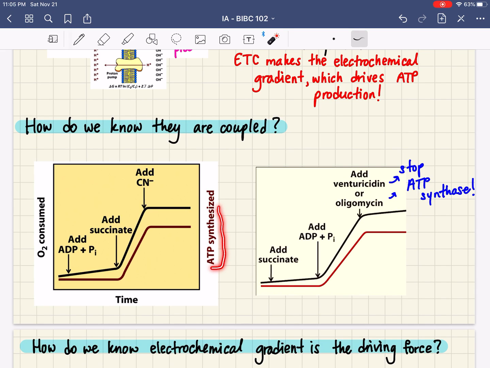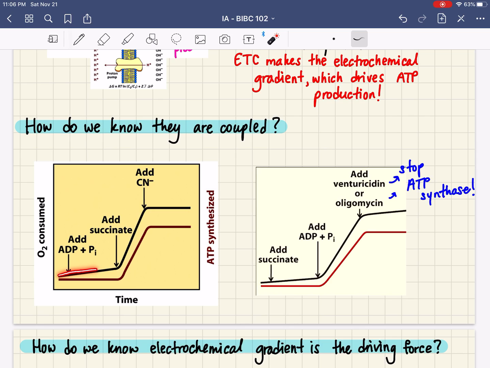And ATP synthesis, how can we measure that? We can synthetically make an electrochemical gradient and then see how much ATP is being produced. Okay? So because we can measure those two things, what we can do is first add ADP and phosphate. And when we only add ADP and phosphate, nothing is really happening, right? No oxygen is consumed and no ATP is synthesized.